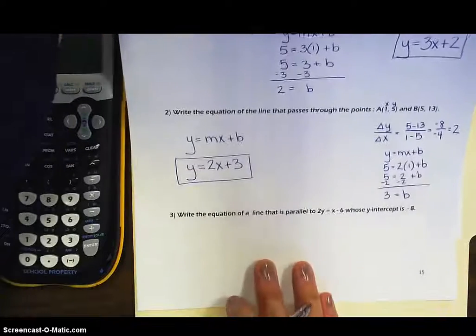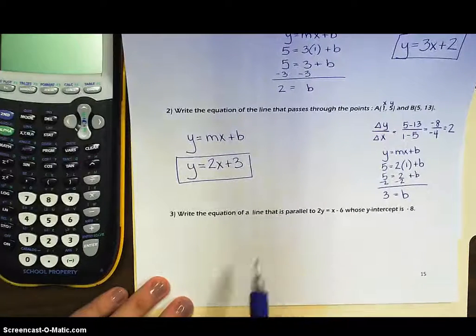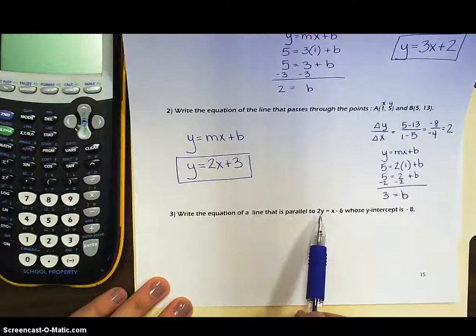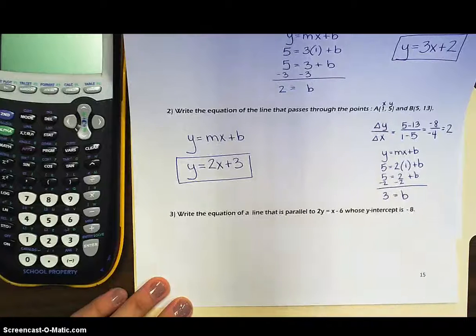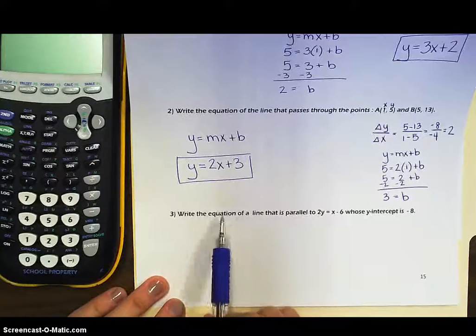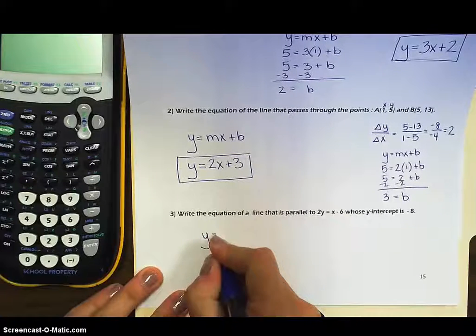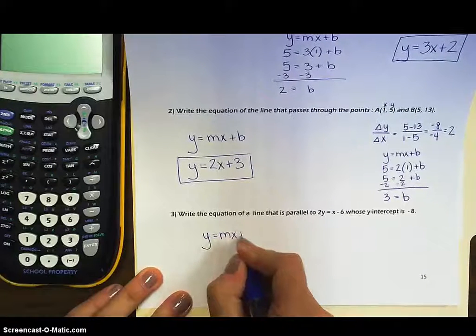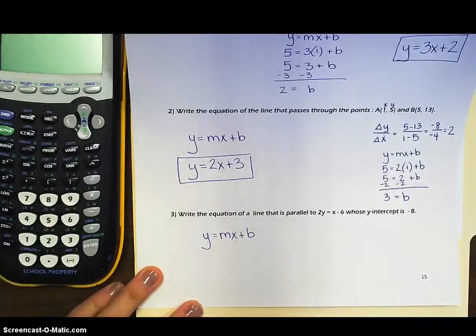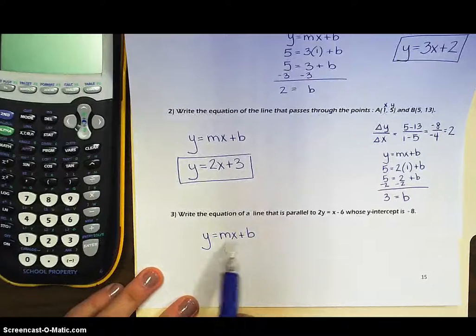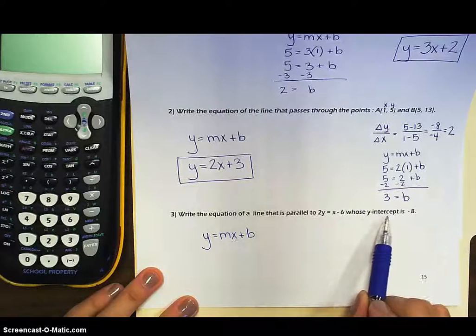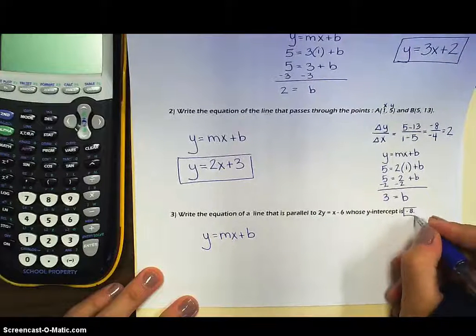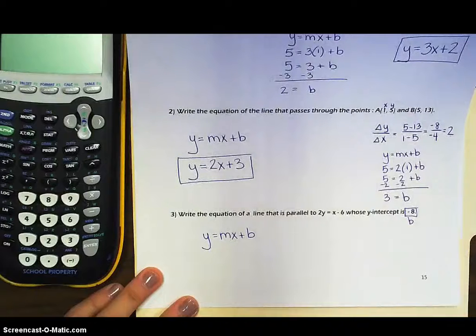All right, let's take a look now at number 3. Write the equation of a line that is parallel to this equation and whose y-intercept is negative 8. So for this question, again, it's telling us write the equation of a line. So I need to fill in this equation. In order to fill this in, I need my m and I need my b. If I read the question, it doesn't tell me the slope, but it does tell me my y-intercept. So negative 8, this is my b value.